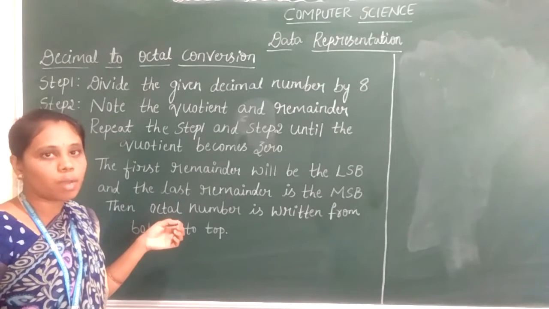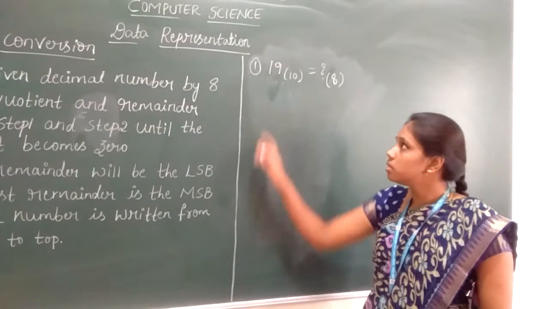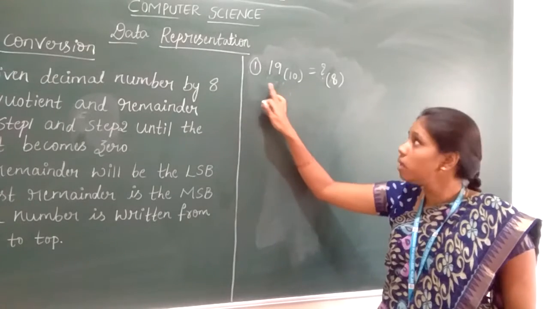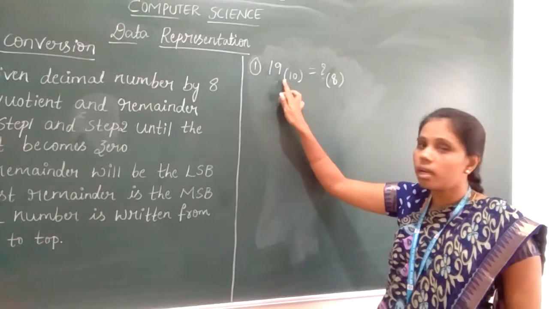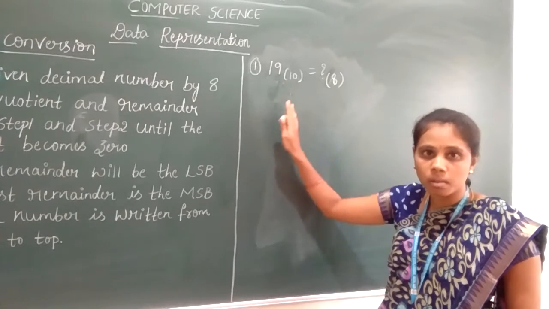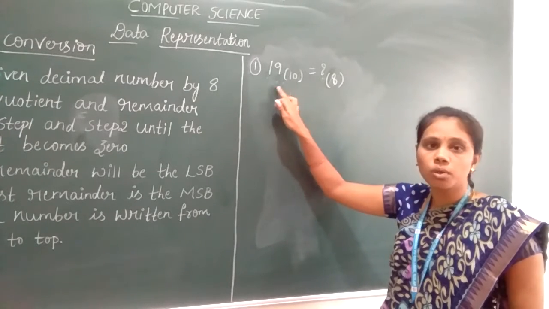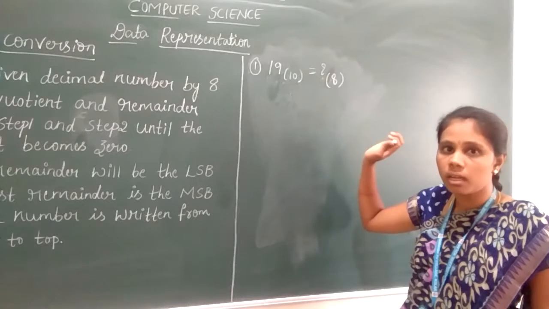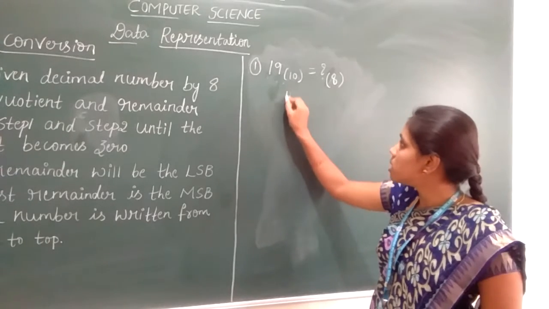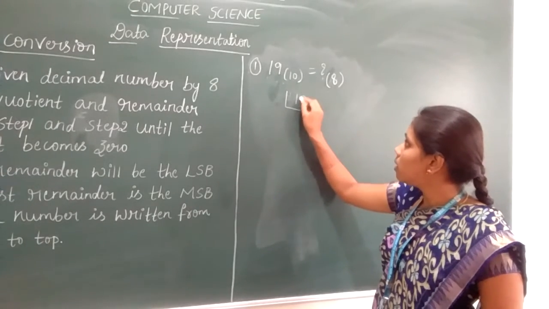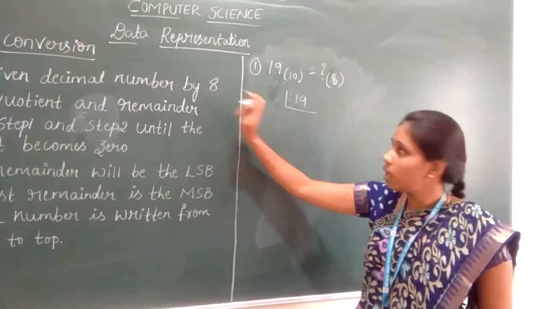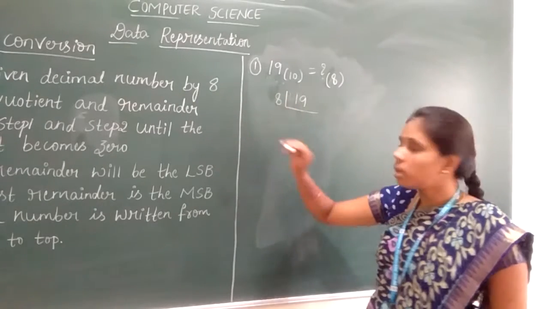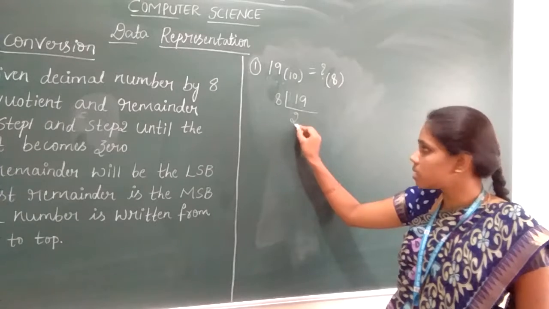Now we will see one example problem. 19 is an example for a decimal number because 1 and 9 are in the range of the decimal number system. Now this number should be converted to an octal number. Now we will start this process. Take the decimal number. Now divide the decimal number by 8. Now 8 2s are 16.